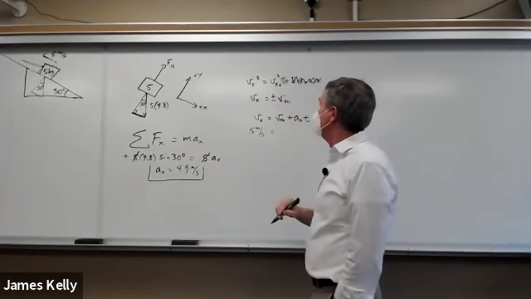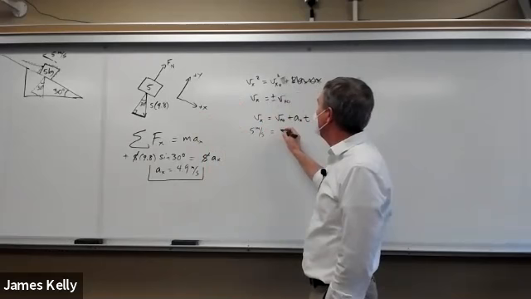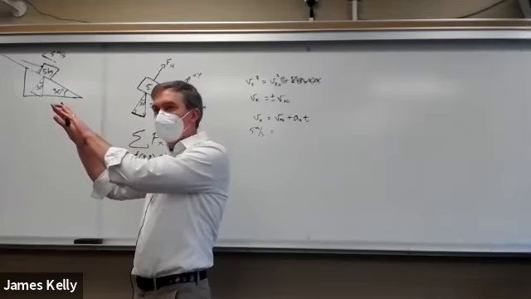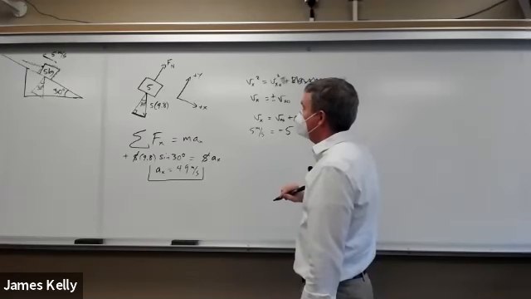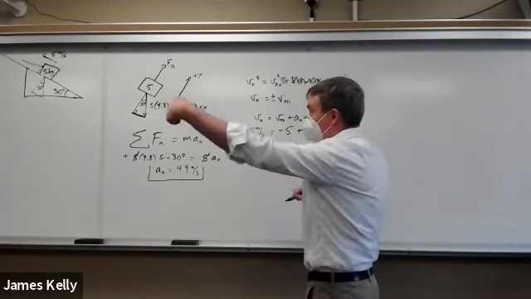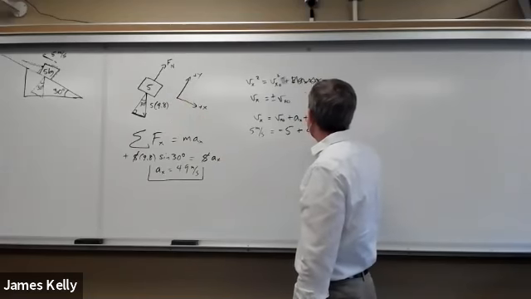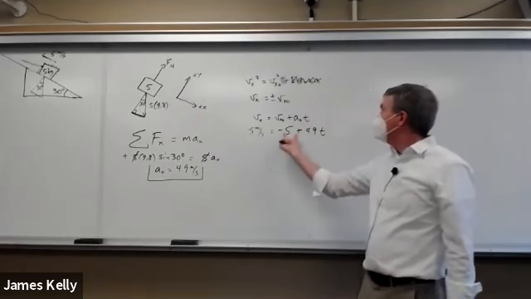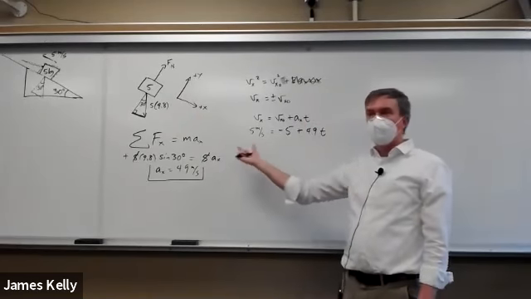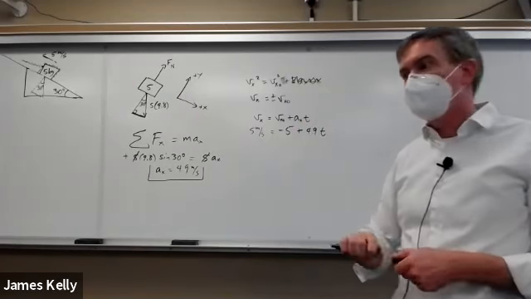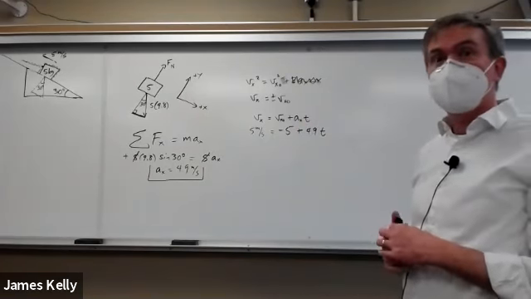What's Vx initial? No, it's just after I released it. How fast? What was its x component? -5. Ax is positive in this case, right? It's accelerating in the direction down the plane, 4.9 times t. So I add that over there. That gives me 10 divided by 4.9 is t in seconds. So it will be very close to 2 seconds.